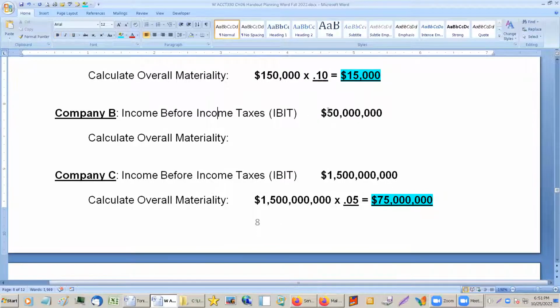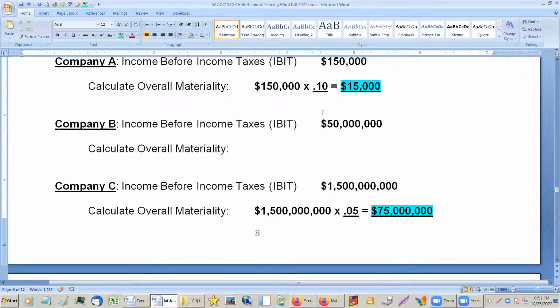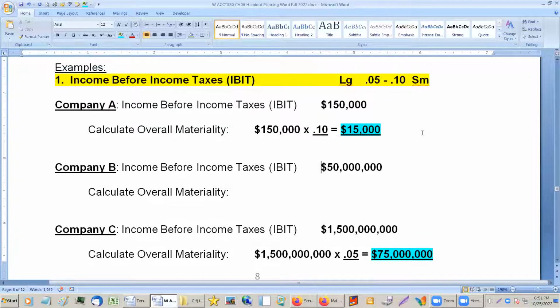Okay, now Company B. A $50 million company, they have $50 million of income coming in. Now, they're not the largest company on the planet, but they're also not the smallest. So now we have to come to some judgment call. We're probably going to use some number between 5 and 10%. So you want to throw out a percentage between 5 and 10? 7. Okay, good.